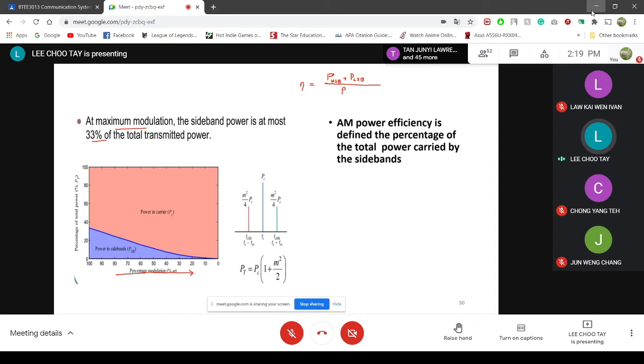Okay, looking at this answer and this expression, can you tell me how much power we have in the sideband? How much power do we have in the sideband?